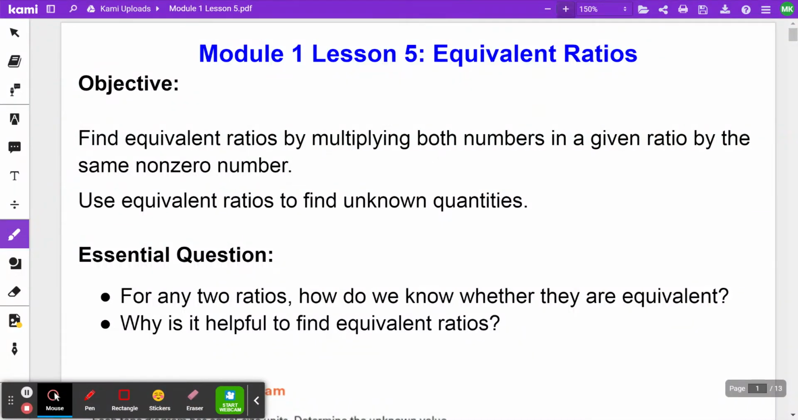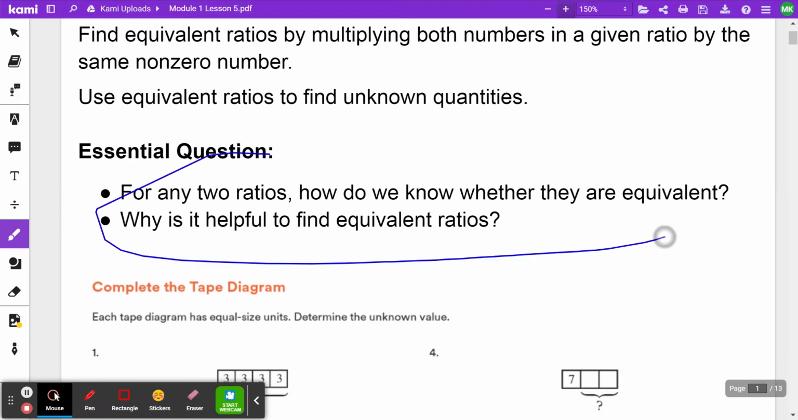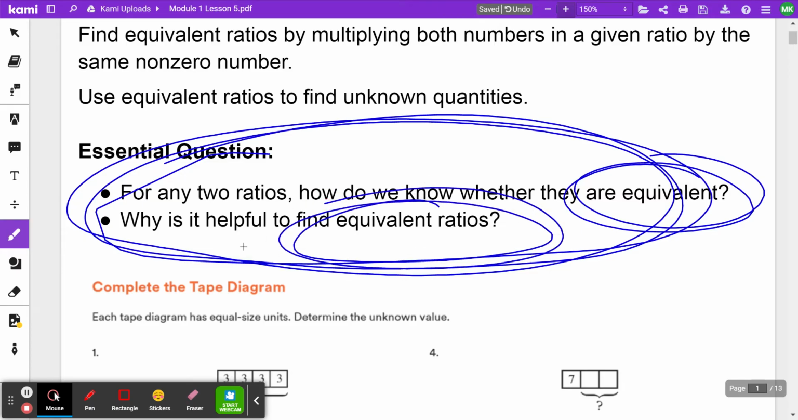All right, so here we are on Module 1, Lesson 5, Equivalent Ratios. And the essential questions for today have to do with, for any two ratios, how do we know whether they are equivalent? Great word, by the way. And why is it helpful to find equivalent ratios? All right, so let's deal with these guys here. Well, let's start off with what is an equivalent ratio.